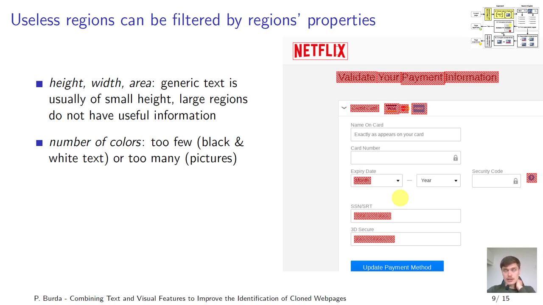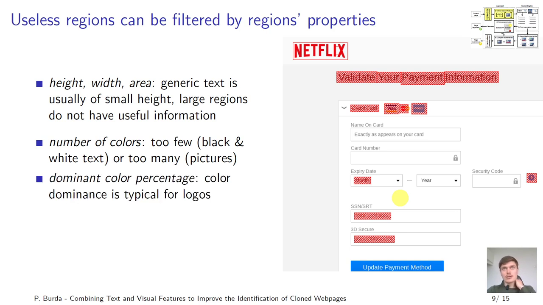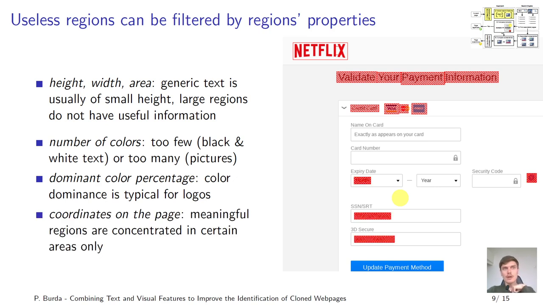And the difference is tangible because black and white text usually has tens of different shades of colors, and pictures have thousands, actually tens of thousands, while logos are in the middle. Another important feature is the dominant color, which is typical for logos because they tend to be vectorial in general. And also the coordinates on the page help, because it's not common to find logos in, for example, the bottom left part of the page.